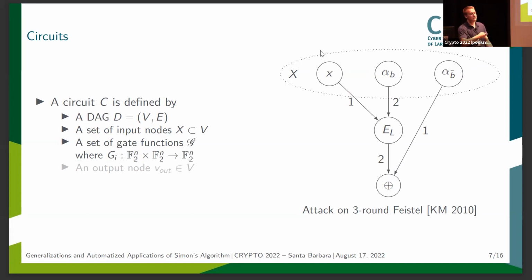Other than that, the non-input nodes are labeled with gate functions. Here EL is the left part of the Feistel cipher, so the output of the Feistel, and this is just XOR as usual. For the XOR, the order of inputs of course does not matter, but for the encryption, it matters which one is the left and the right, or the first and second input. And so we are also going to label the edges to make clear what the order of inputs is. And last but not least, we need some node that is the output value of the function. For convenience, this will just always be the node all the way down below.